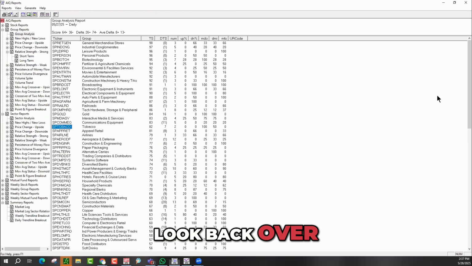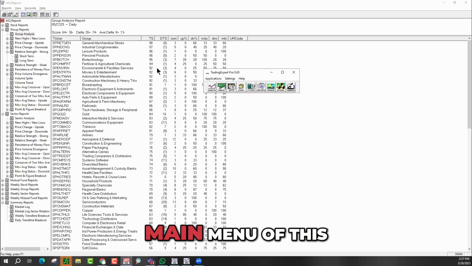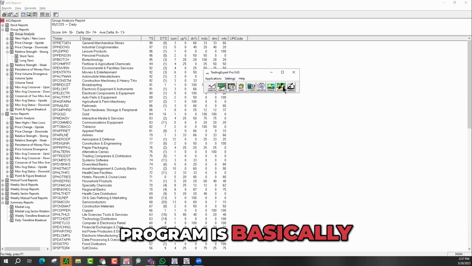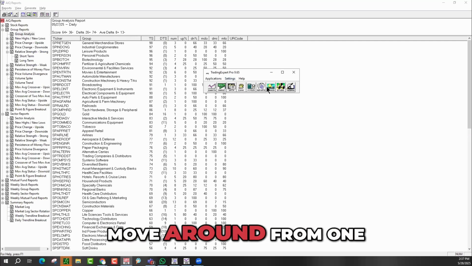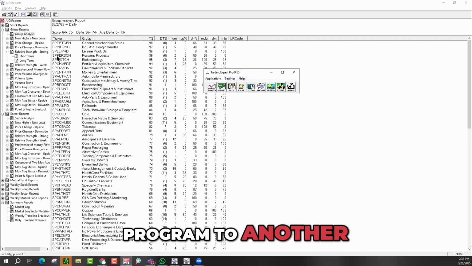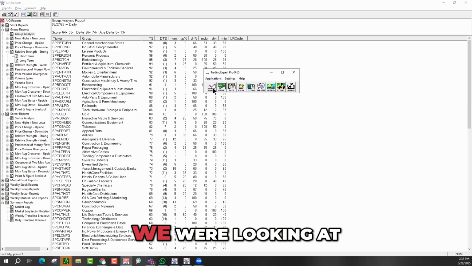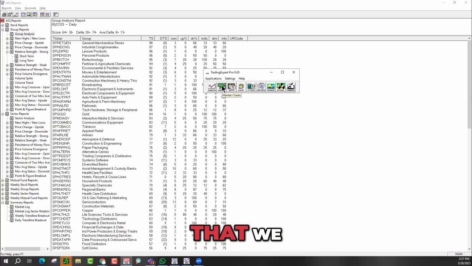So, quick back into my reporting area, just a reminder for those of you not familiar. The main menu of this program is basically several different programs together. This is how you move around from one program to another. Here is the reporting area. We were looking at the charting. There's a market charting area, which gave us our expert ratings that we looked at briefly earlier.